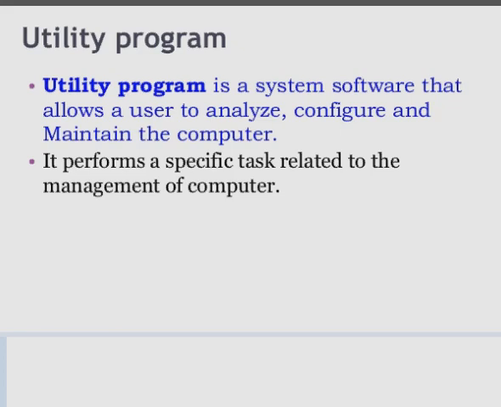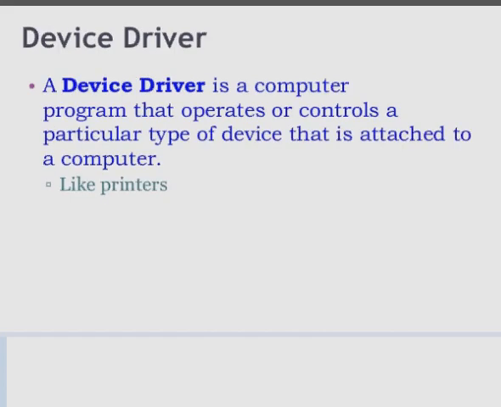Next is utility program. A utility program is a system software that allows a user to analyze, configure and maintain the computer. It performs a specific task related to the management of computers. So a utility program is just like a software which is maintaining or analyzing, or you can say it is managing the tasks of your computer. Next is device driver. I have already talked about it, but again, a device driver is a computer program that operates or controls a particular type of device that is attached to a computer, like printers.